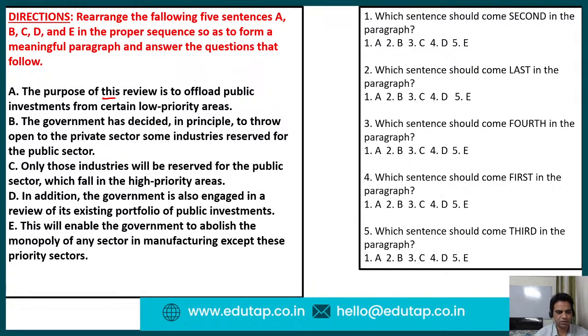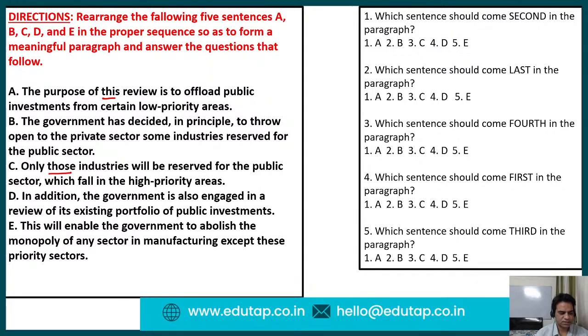So I've found a pronoun in the first sentence, right? So that means this cannot be the first sentence. Let's read the second. The government has decided in principle to throw open to the private sector some industries reserved for the public sector. The second sentence had no pronoun or conjunction. Let's read the third. Only those industries will be reserved for the public sector which fall in high priority areas. So it has a pronoun.